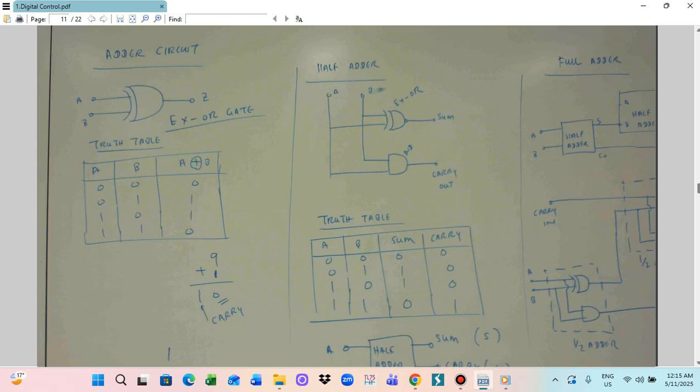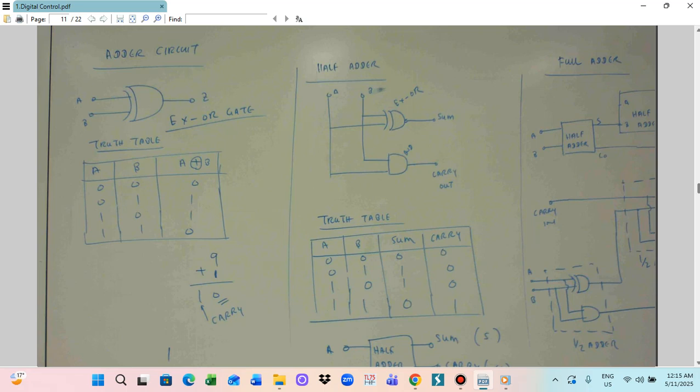The truth table has A, B, sum, and carry. Where A is 0, B is 0, sum is 0, carry is 0. A 0, B 1, sum 1, carry stays 0. A 1, B 0, sum is 1, carry 0. And A 1, B 1, sum will be 0 and carry will be 1. So this is the function of the XOR application, the truth table.